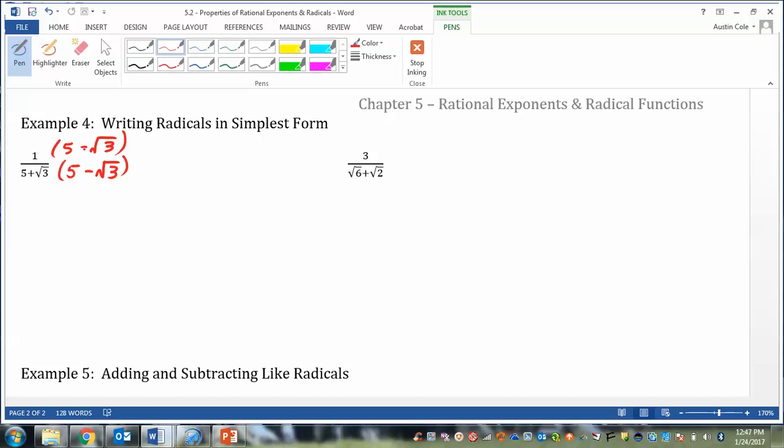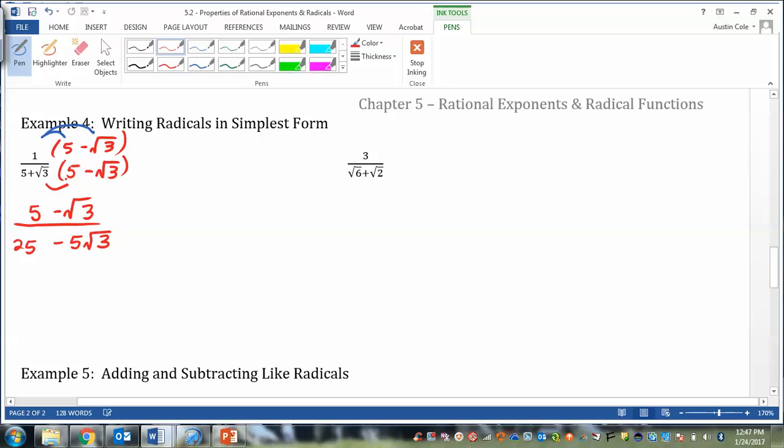Because what's our goal in doing this? What, Autumn? Absolutely, get rid of the square root. Okay? So in the numerator, I'm going to distribute 1 times 5 and then 1 times negative square root of 3. That's just going to get us 5 minus square root of 3. And then in the denominator, I need to FOIL. So 5 times 5 is 25. 5 times negative square root of 3, well, that's going to be negative 5 square root of 3.